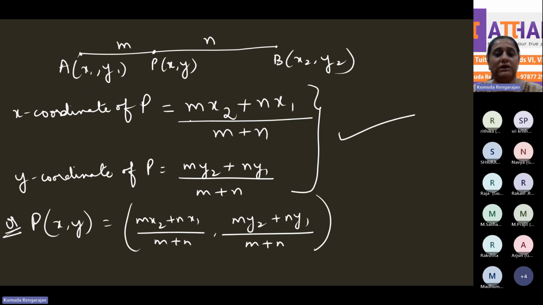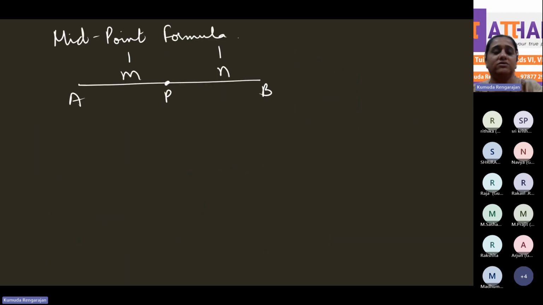Now, this is the generalized one. P is any point on AB. Then this is how we find the x coordinate and the y coordinate of P. But this one is specific, where P is the midpoint of AB. What if the point of division P is the midpoint of AB? Then the ratio will be 1:1. This one is x1, y1. This is x2, y2.